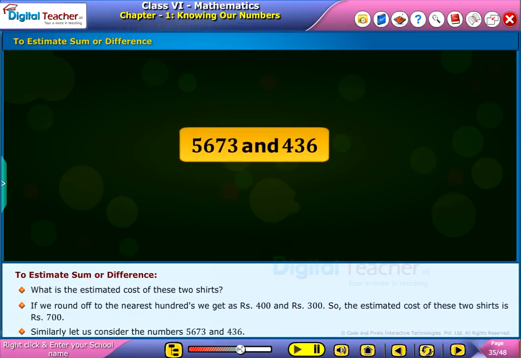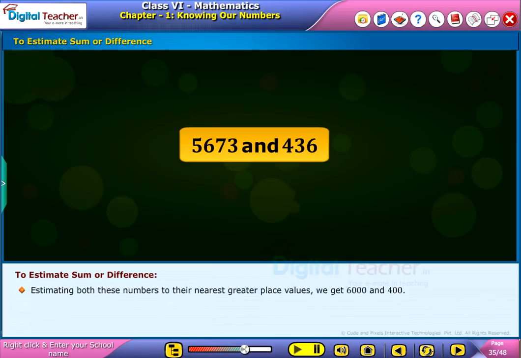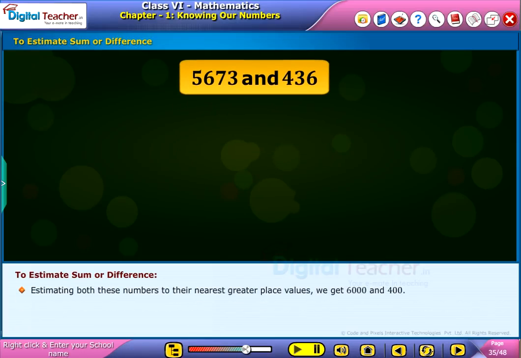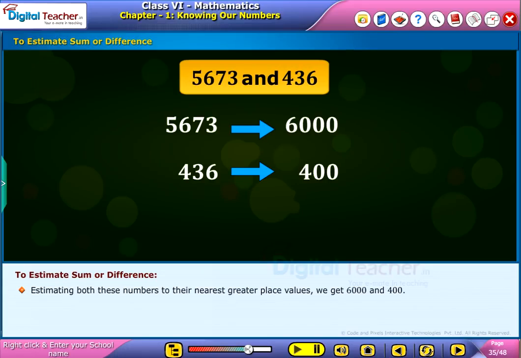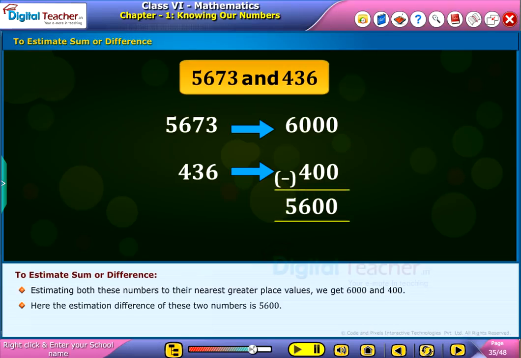Similarly, let us consider the numbers 5673 and 436. Estimating both these numbers to their nearest greater place values, we get 6000 and 400. Here the estimated difference of these two numbers is 5600. But it is not close to the actual difference, so it is not reasonable to estimate this way.